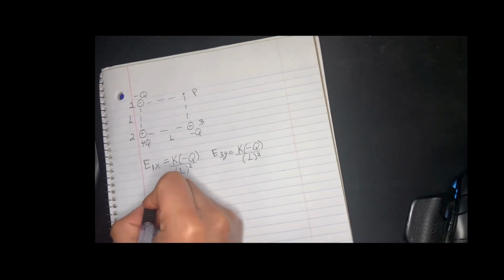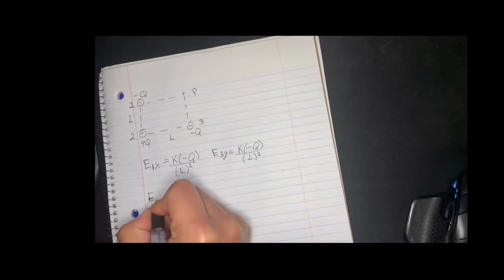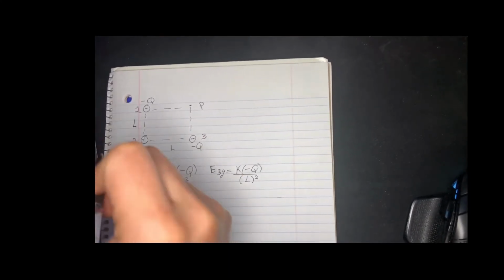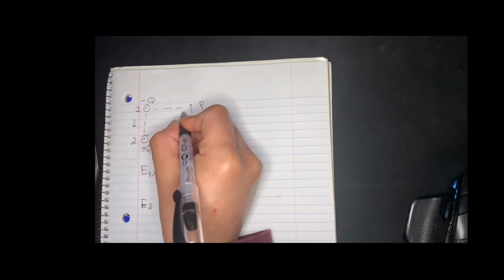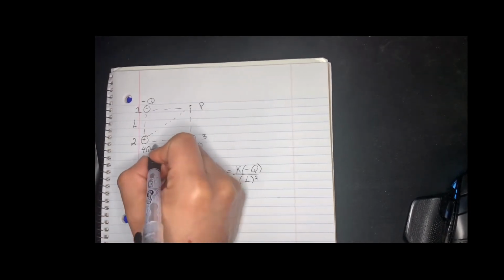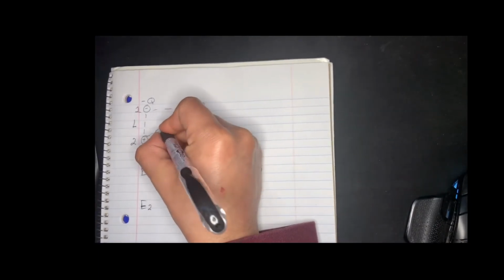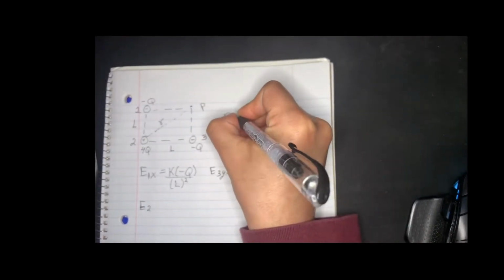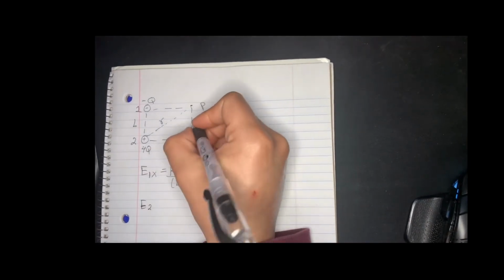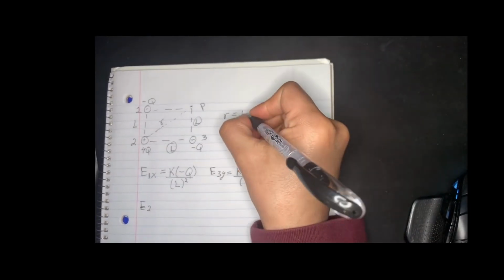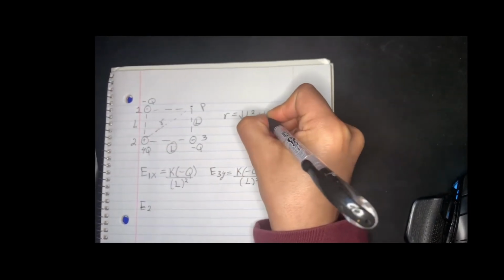And for the electric field of charge 2, we're gonna have two components, because they're gonna be diagonal, so we're gonna have an X component and a Y component. We're gonna find this distance first. Let's name this R. R is gonna be equal to the square root of this distance and this distance, so it's gonna be L squared plus L squared.